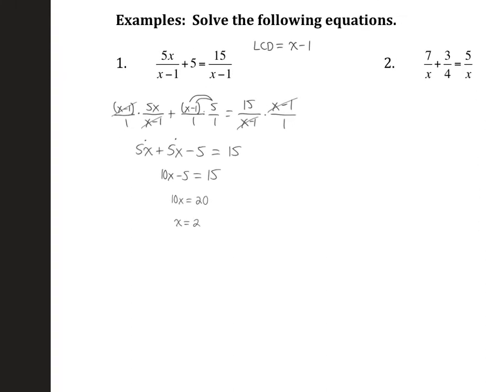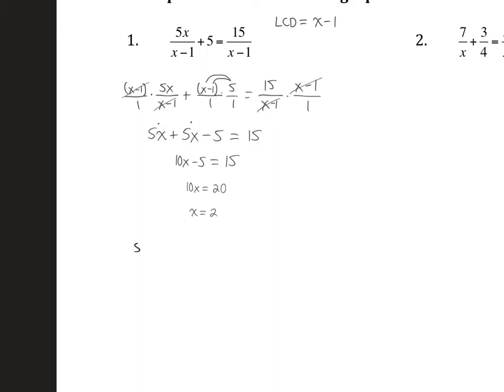So I'm going to plug 2 into the original equation. So I'm going to have 5 times 2 over 2 minus 1 plus 5 equals 15 over 2 minus 1. Okay, we're checking for extraneous solutions. Make sure that it's an actual solution, not an extraneous solution. So we have 10 over 1 plus 5 over 1 equals 15 over 1.